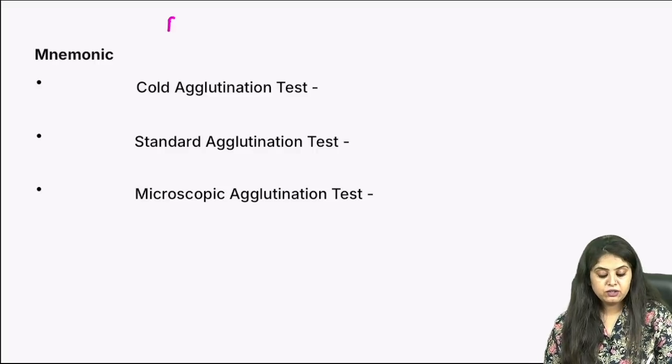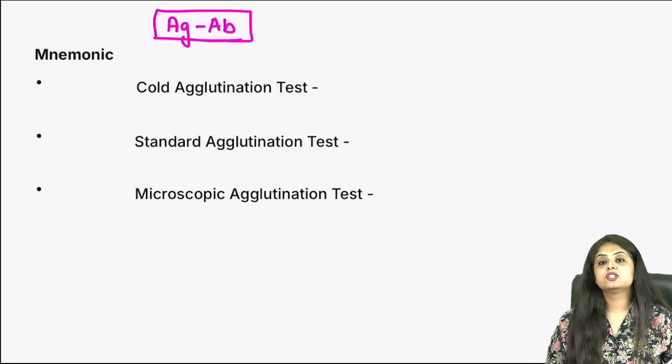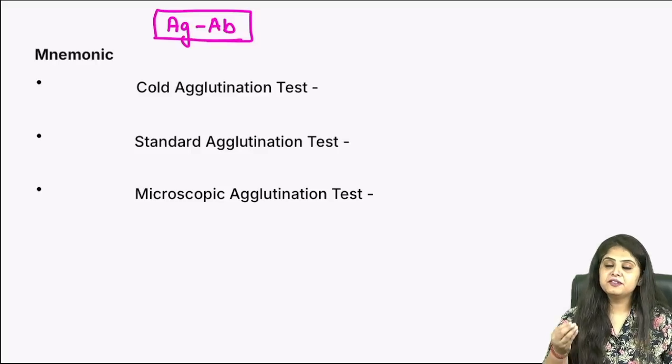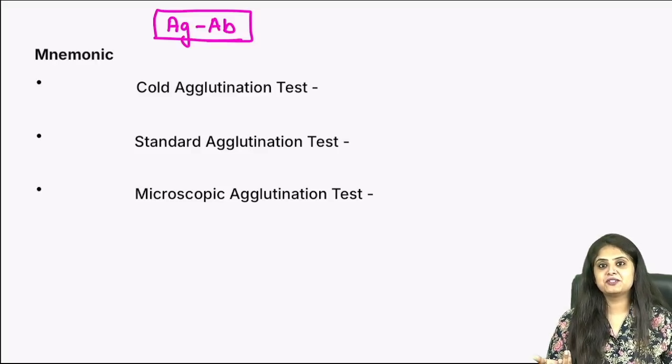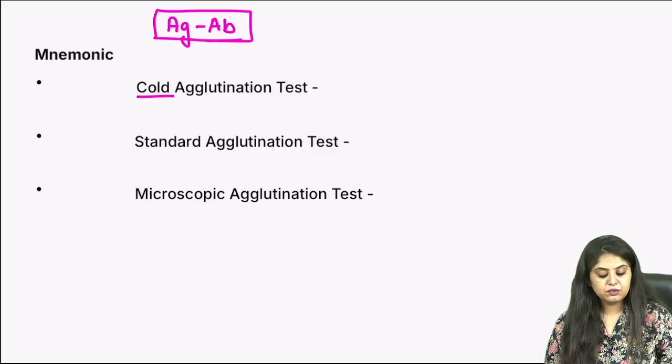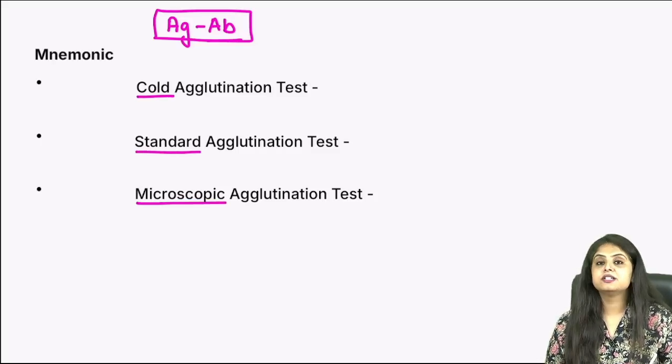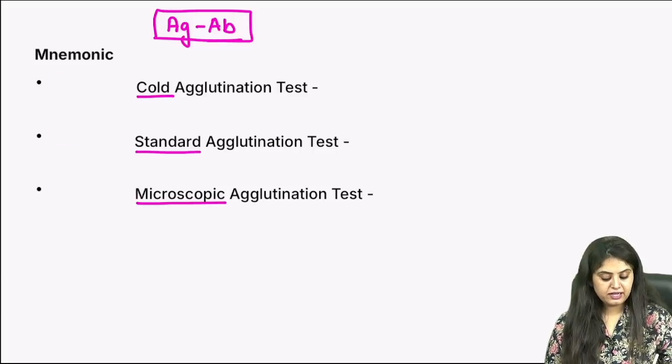When you're doing antigen antibody reactions, you will come across this agglutination test. You know, cat sat on a mat. You've given me that in the homework answer. So a 10-second revision from my side. These are three tests: cold agglutination test, standard agglutination test, and microscopic agglutination test. We had learnt it as cat sat on a mat.